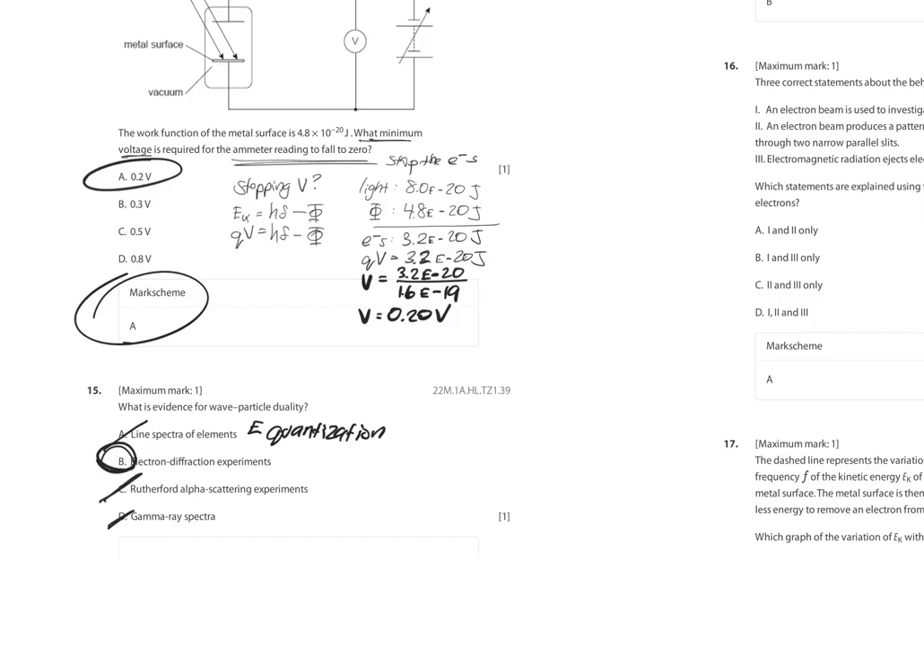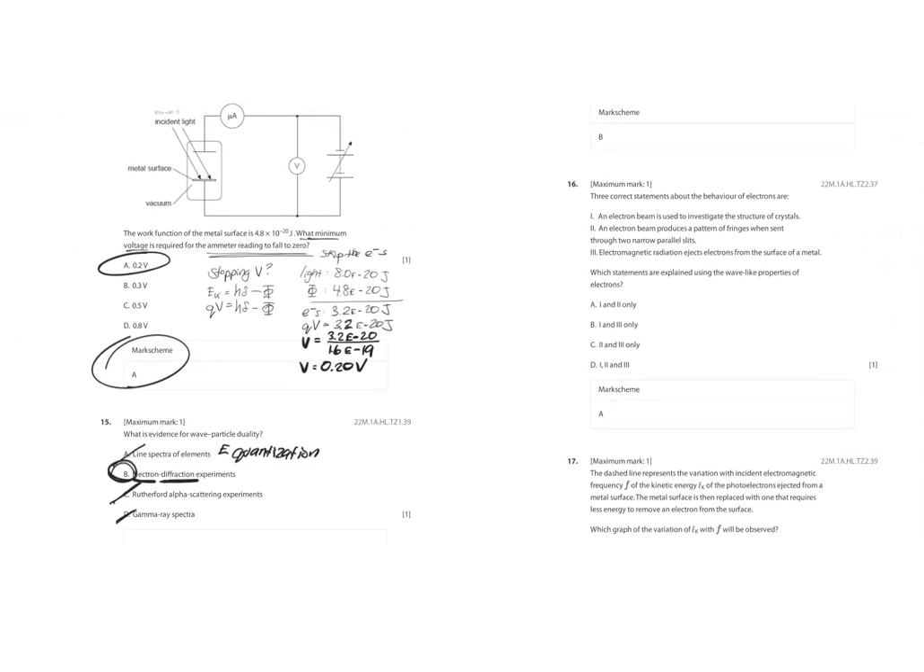Electron diffraction. Electron is a particle. Particles don't diffract. That is a wave phenomenon. But particles do diffract because of wave-particle duality. The electrons have both wave properties and particle properties, as do photons. And so 15 is B. All right, 16.